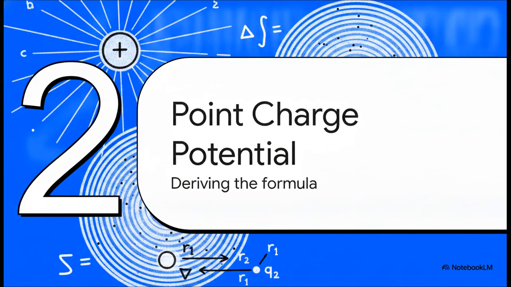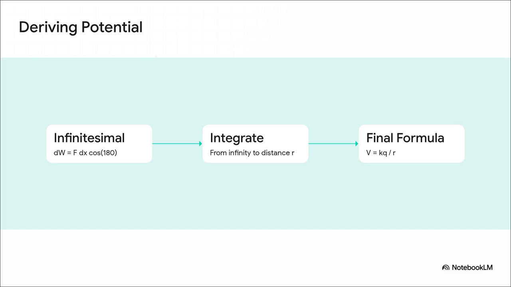Moving on to section 2, deriving point charge potential. Let's actually prove this mathematically. Imagine you are pushing a tiny positive test charge toward a stationary positive point charge. The infinitesimal amount of work you do, dW, is just force times distance, dx. Now here's the crucial part. We multiply by the cosine of 180 degrees. Why? Because you're pushing forward while that repulsive electrostatic force is pushing backward against you. That gives us a negative sign.